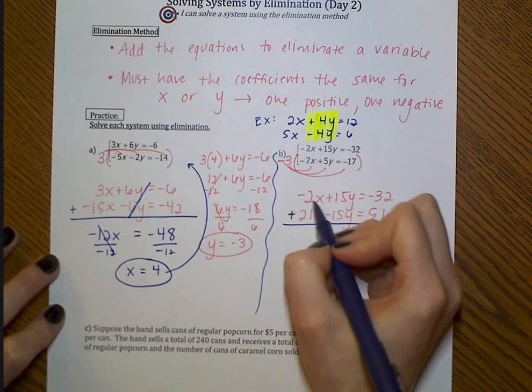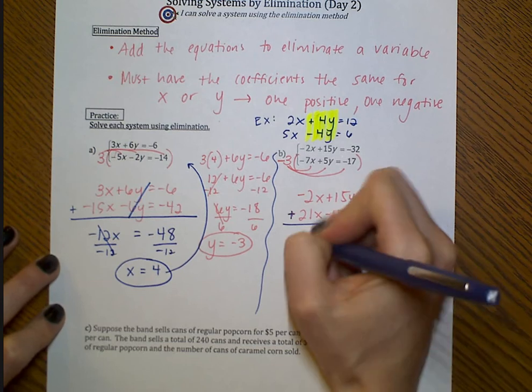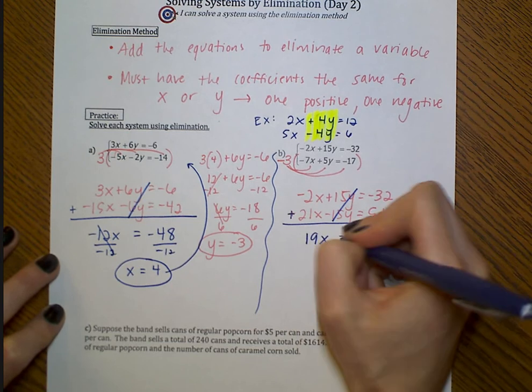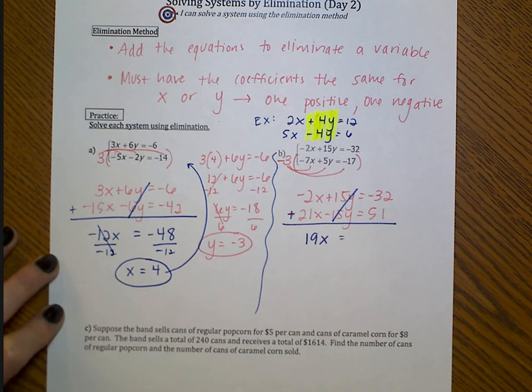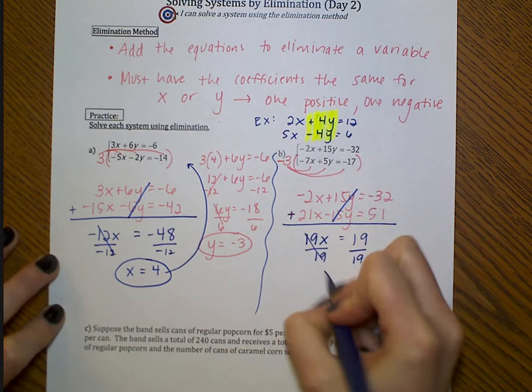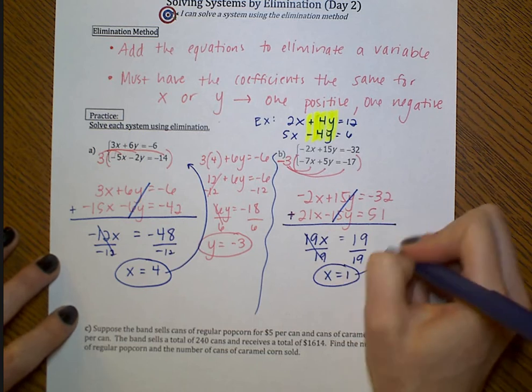So negative 2 plus 21 is 19x. The y's eliminate. And then on the right side, you've got negative 32 plus 51 is 19. Now that makes it pretty easy. X equals 1. You're going to bring it back up and plug it in.